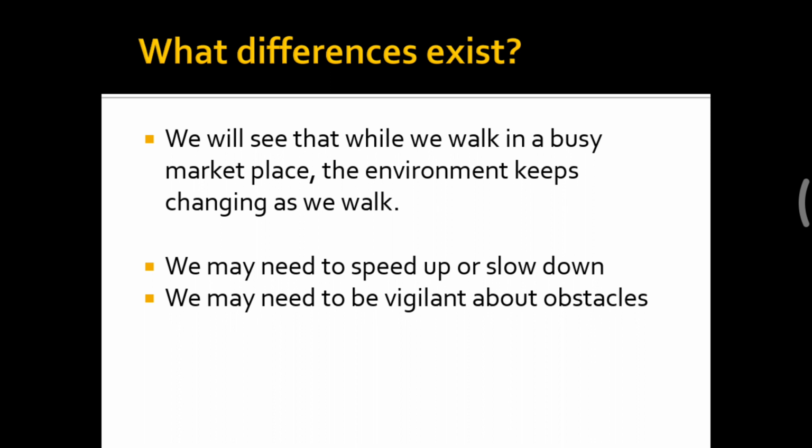And in response to that, what happens within our system is we may need to either speed up or slow down. If you continuously see that people are coming in front of you, or you see that there is a post in front of you, you're going to change your direction. So you need to be vigilant about the obstacles. This does not happen when you're walking in a very closed environment. What I mean by a closed environment is where the environmental variability is less. For example, you're walking inside your home, or in a place where there is no one to disturb you.